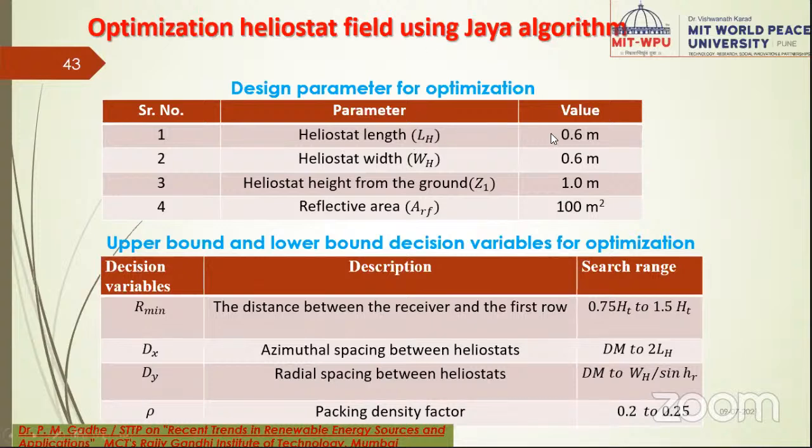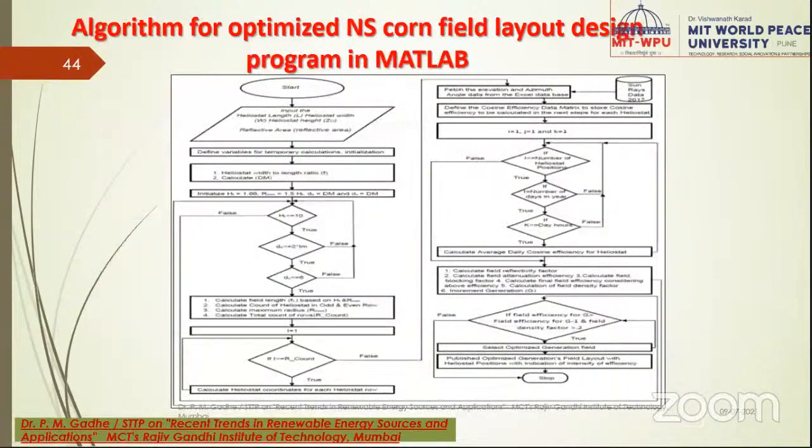These are the parameters: size of the heliostat, heliostat height from the ground, and the reflective area. These are the input parameters. Based on these input parameters, we have boundary conditions, that is, upper bounds and lower bounds for our values. We made the MATLAB program for our optimization, and based on the MATLAB program, we have optimized our system.